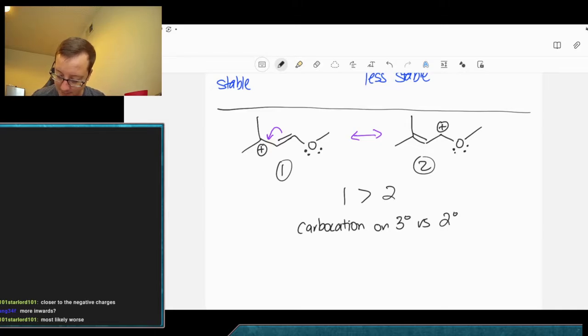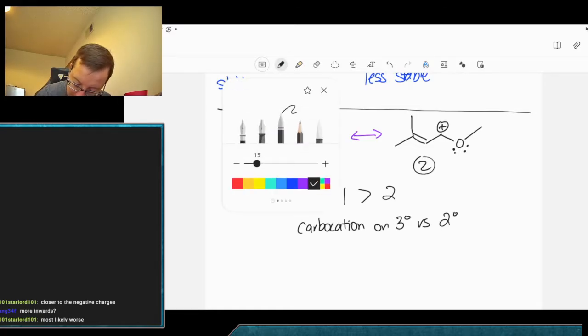Oh, well, whatever. Okay, so that was our first kind of resonance there. We could also say, okay, I'm going to actually start on this lone pair of oxygen.